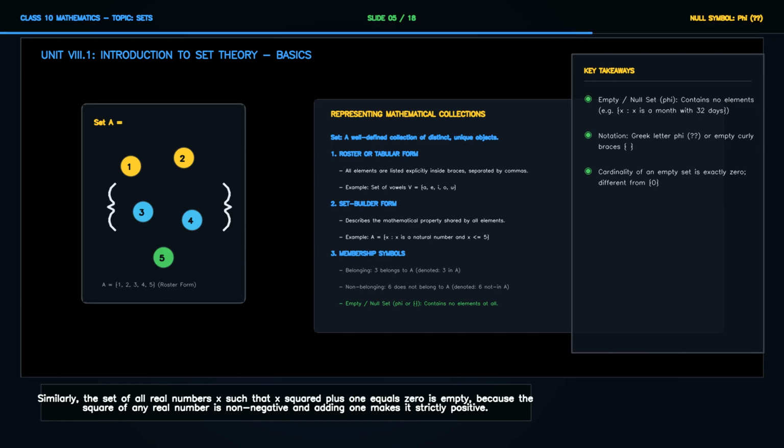It is important to note that the empty set is not the same as a set containing the number 0. A set containing 0 has a cardinality of 1, whereas the empty set has a cardinality of exactly 0.